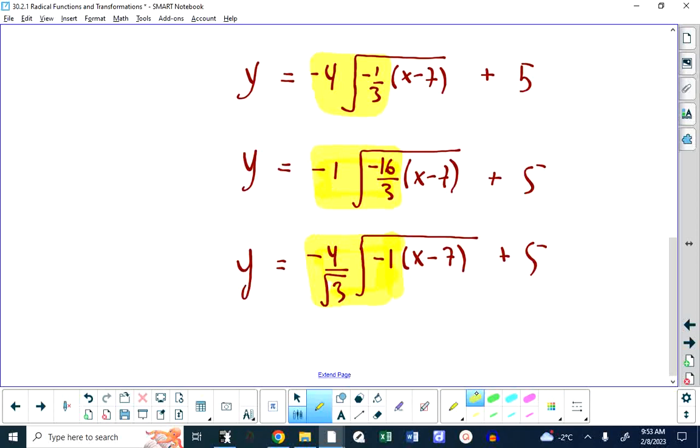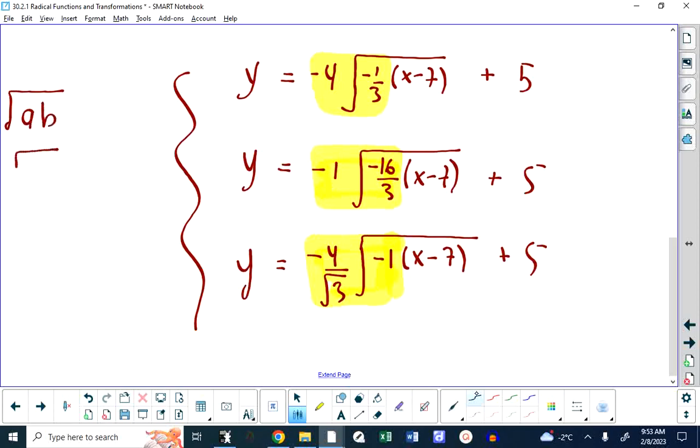One of the things you learn, and this is last year in 20-1, and you also do this a bit in 10C, is if you have something like the square root of a times b, I can write the square root of a times the square root of b.